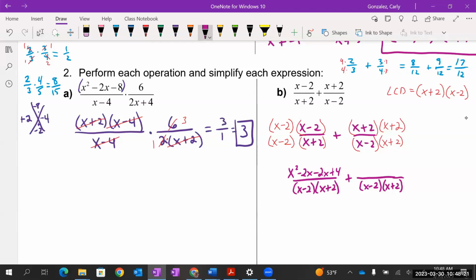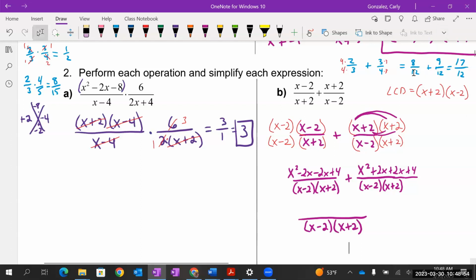And again, here we'll distribute, so making sure that x multiplies to both and the 2 multiplies to both. So we get x squared plus 2x plus another 2x plus 4. All right, so now we have two expressions and they have the same denominator. So we are ready to rewrite that in terms of one fraction, and the denominator stays the same. So the denominator will stay x minus 2, x plus 2, just as in this example up above.